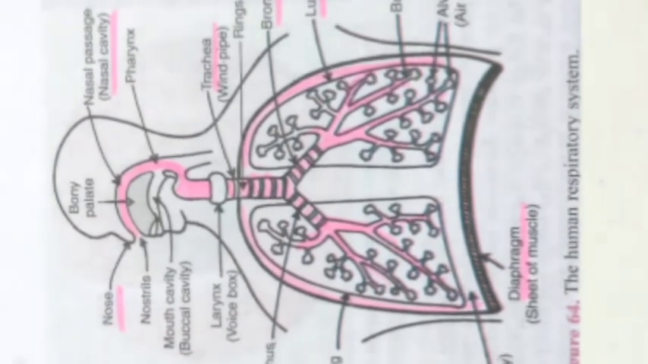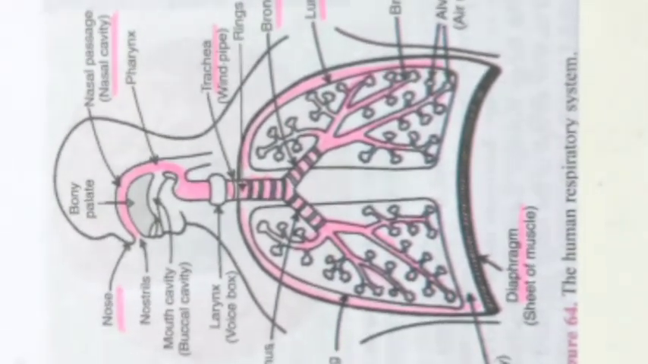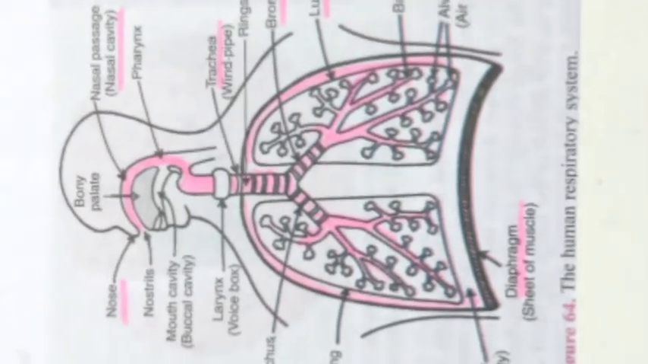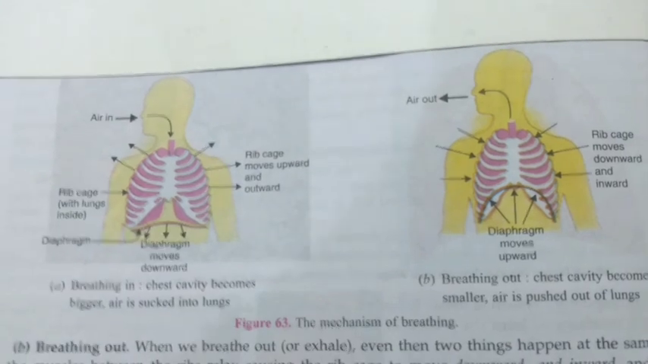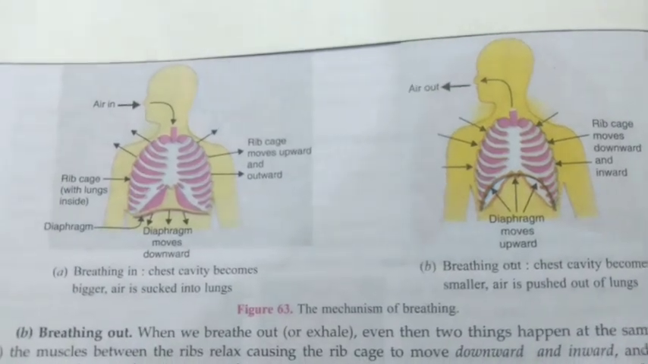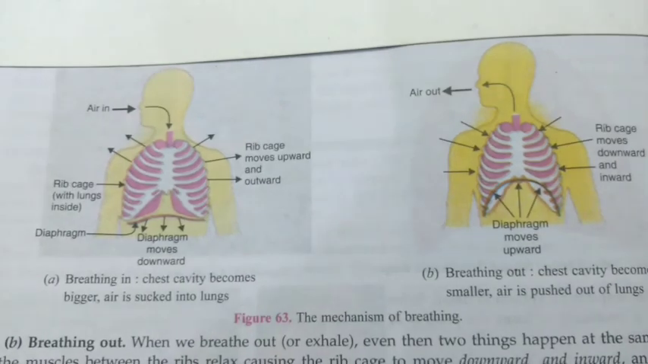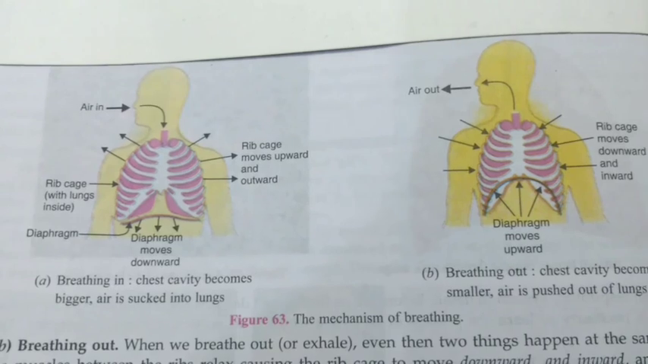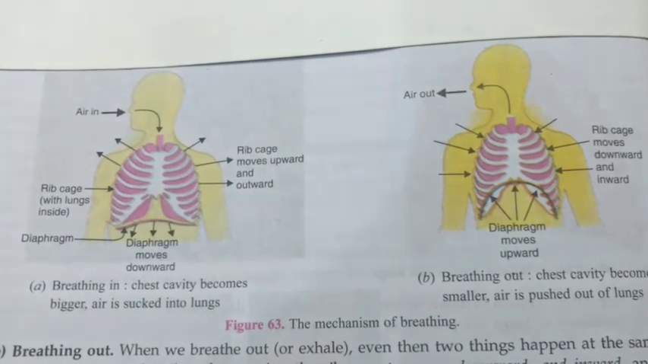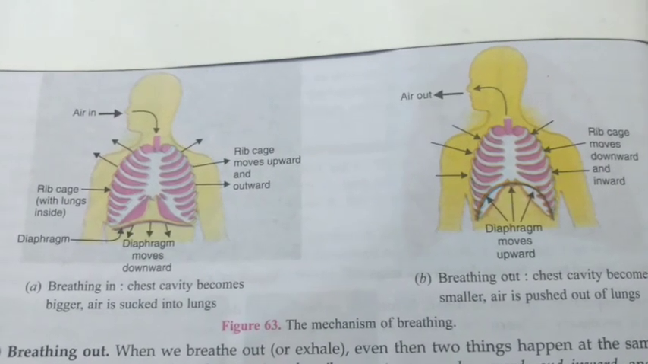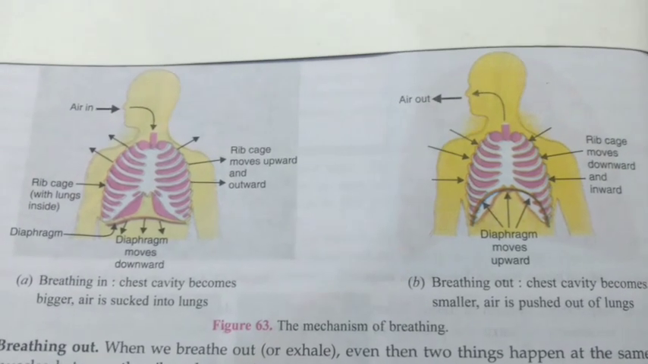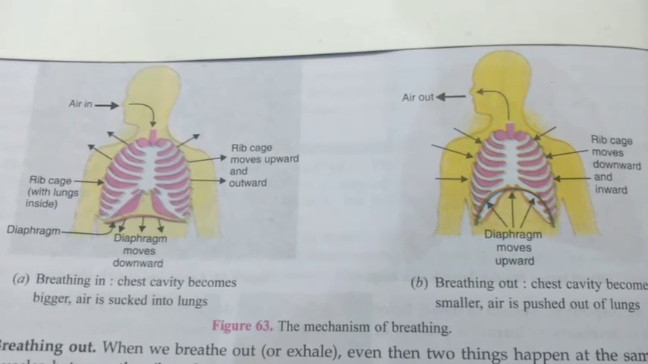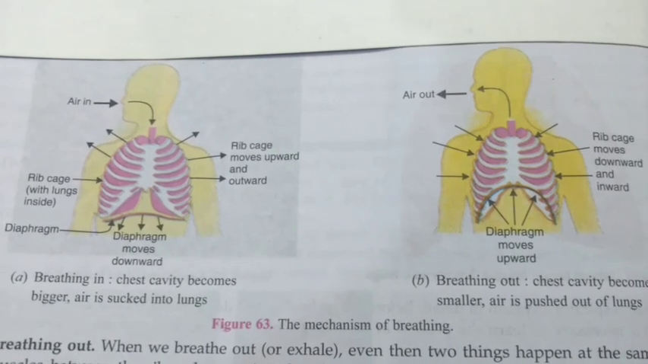Now, the breathing mechanism. This was the structure of the respiratory tract. Breathing, which ventilates the lungs, has a cyclic pattern. Air flows in and out of the lungs by alternate expansion and contraction of the thoracic cavity. Breathing involves the movement of the rib cage and the diaphragm. Breathing is also a stepwise process. It has two steps, inhalation and exhalation. Inhalation means breathing in and exhalation means breathing out.